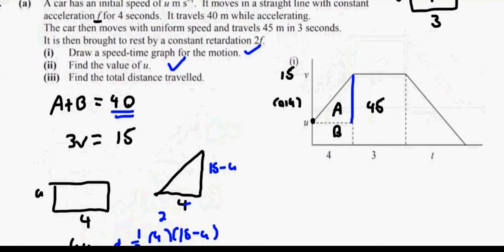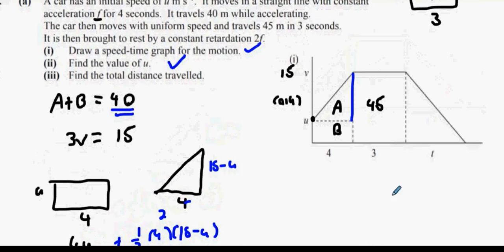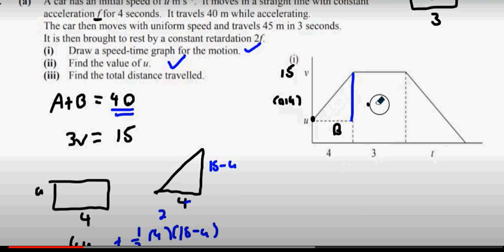Okay, in regards to total distance traveled, we have to bring in the last section. There's a deceleration of 2f. So we find out what the acceleration f is in the initial phase, and we should be able to find out what 2f is then.